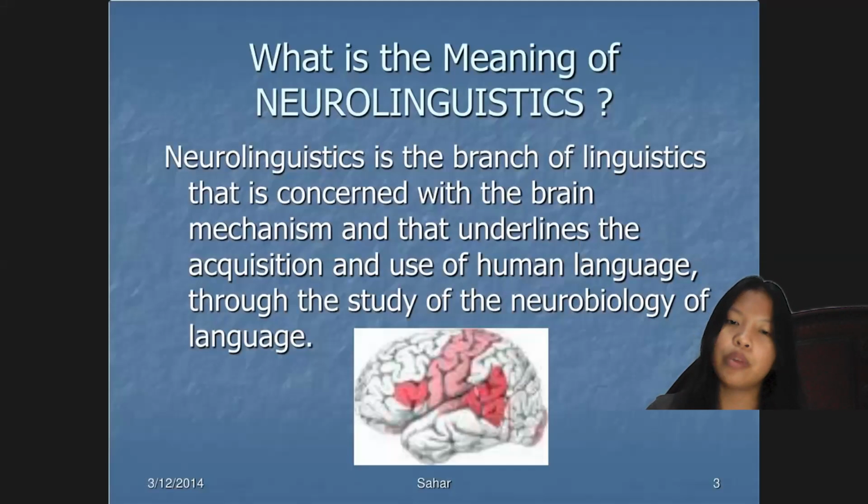The first that I will describe is about what is the meaning of neurolinguistics. Neurolinguistics is the branch of linguistics that is concerned with the brain mechanisms that underlie the acquisition and use of human language through the study of the neurobiology of language.